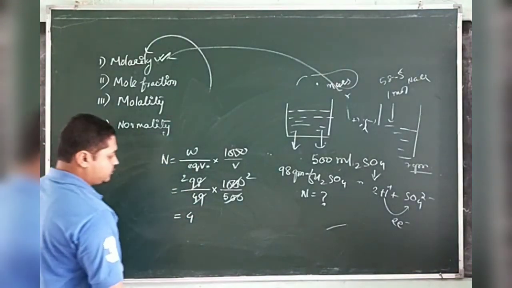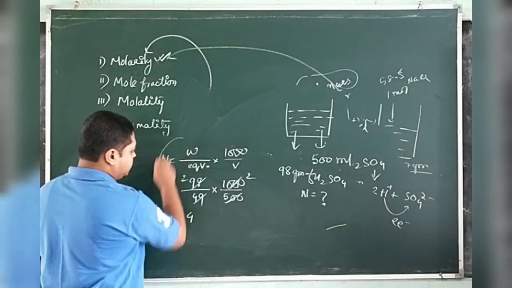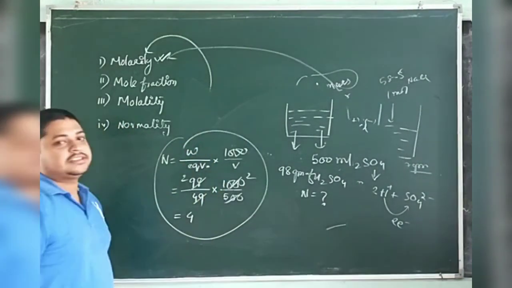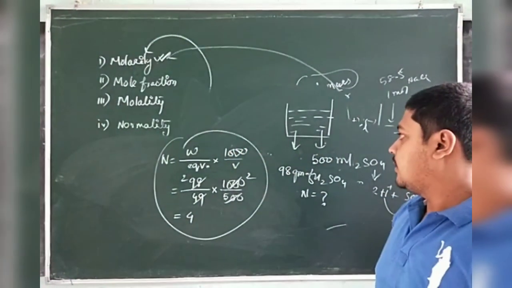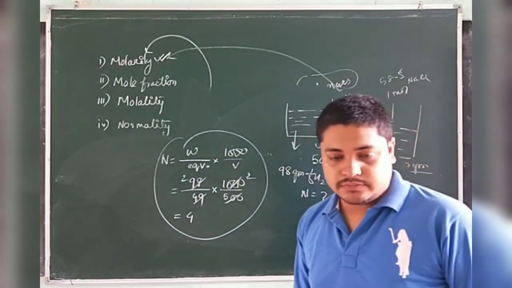This is the normality. So these are the concentration terms. And this is the last part of chapter 1. Okay, thank you.